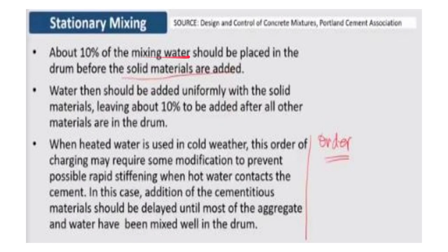About 10% of the mixing water, we have to keep in mind, should be placed in the drum before solid materials are added, and also 10% has to be added after all materials are in the drum. So before adding the solid materials and after adding the solid materials, 10% each, that is 20% of mixing water, should be managed. With the remaining 80%, we mix during the adding of the materials. 10% should be added before and 10% should be kept for the last.